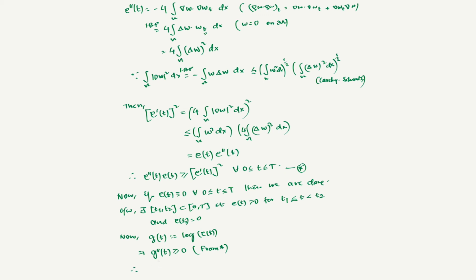Therefore that says that g is convex in (t1, t2), right? Sorry, it has to be the open interval (t1, t2). It is convex in the open interval (t1, t2). Okay, that is what it is saying.